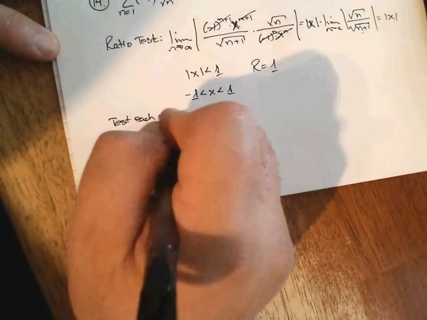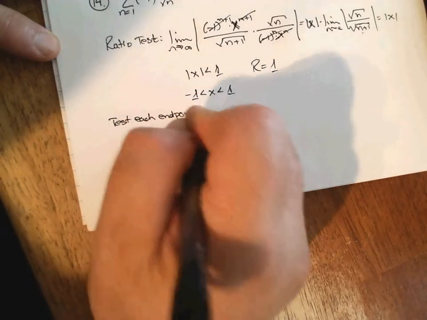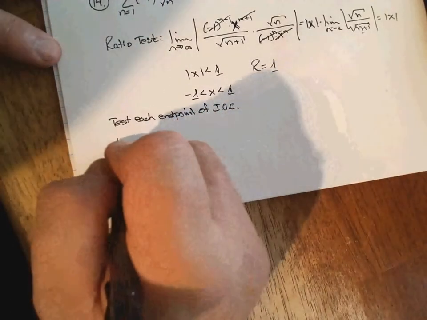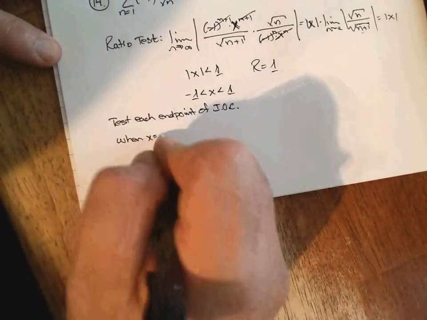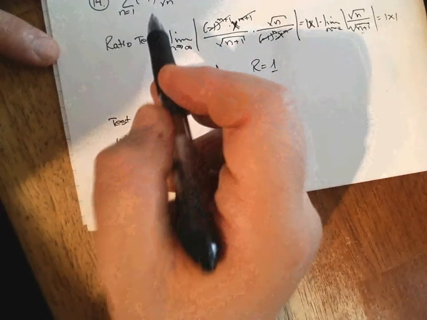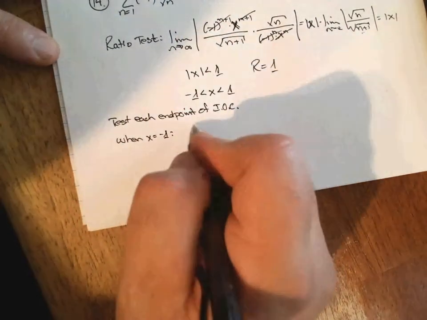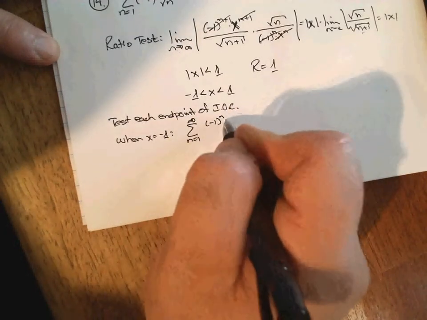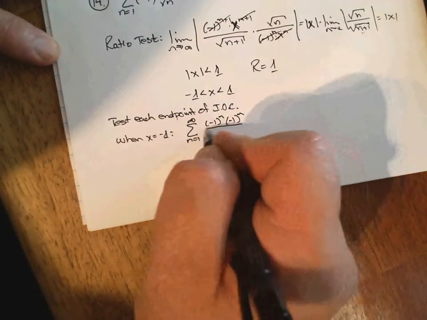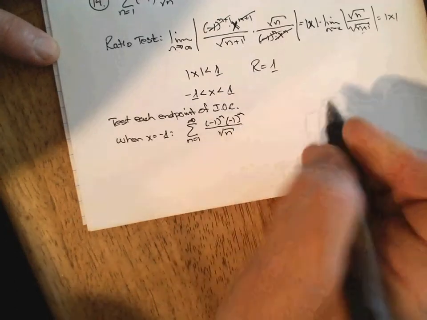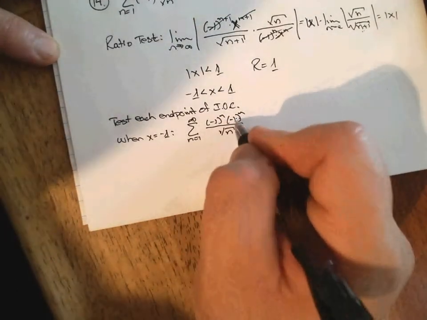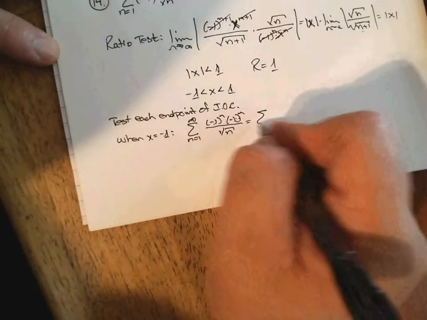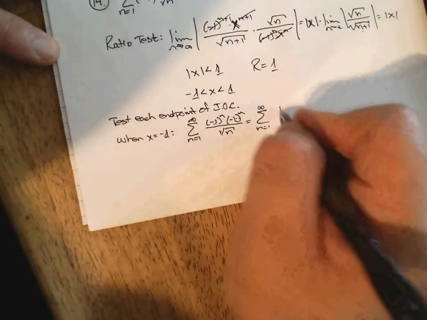So now we test each endpoint of the interval of convergence. In other words, when x is negative 1, what does our series look like? Well, it's negative 1 to the n times negative 1 to the n over the square root of n. These multiply together to make 1. Negative and a negative cancel, don't they?